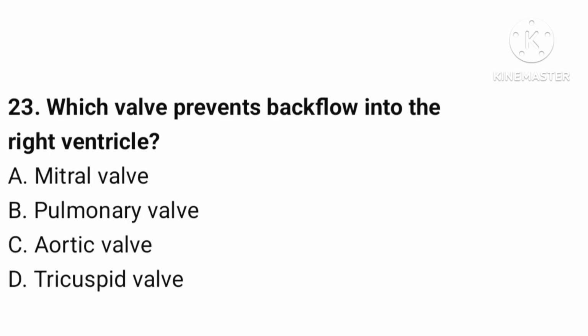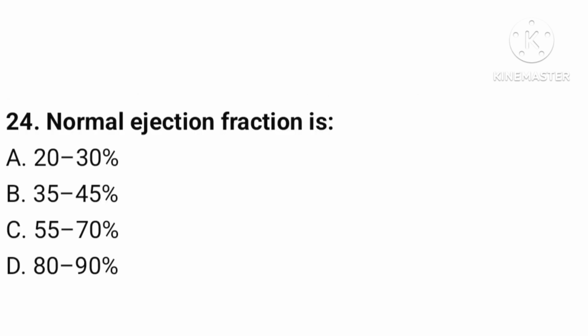Which valve prevents backflow into the right ventricle? Correct option is B. Pulmonary valve. Normal ejection fraction is. Correct option is C. 55 to 70.